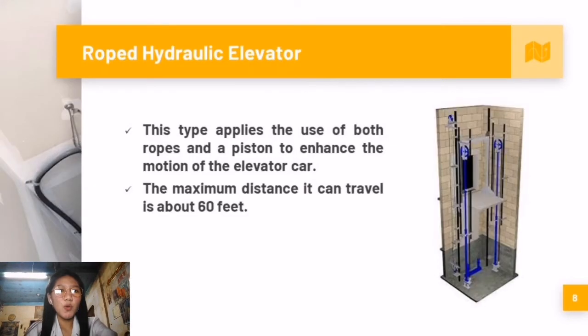First would be the roped hydraulic elevator. This type applies the use of both ropes and a piston to enhance the motion of the elevator car. The maximum distance it can travel is about 60 feet. So, roped hydraulic elevators use both above-ground cylinders and a rope system, allowing the elevator to travel further than the piston has to move.